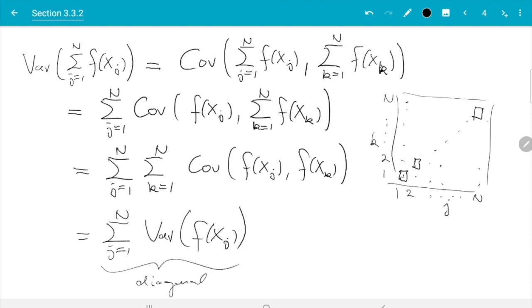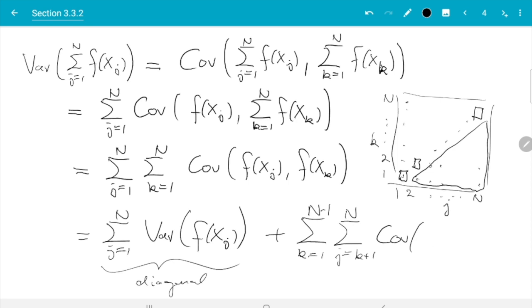We could do that triangle next. So in this triangle, we do sum k from 1 to n, that's the rows, and then I do sum, in the first row we start at 2, in the second row we start at 3, so j goes from k plus 1 up to n, and actually in the top row we don't have anything, so I write n minus 1 for the first sum, and then we do covariance f of xj, f of xk.